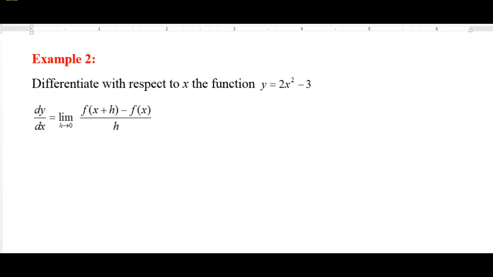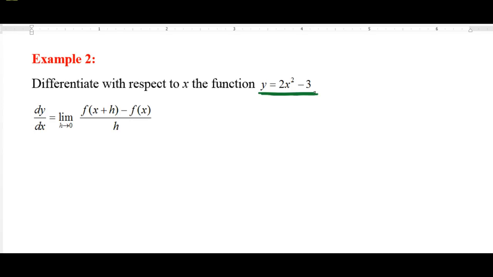Example 2. Differentiate with respect to x the function 2x squared minus 3. We want to differentiate this function. Remember, it's a curve, because the power 2 means a curve. Power 2, power 3, power 4, all are curves. When it's power 1, then we see it's a linear function. That one has a constant gradient, so no problem. And so we want to find this.